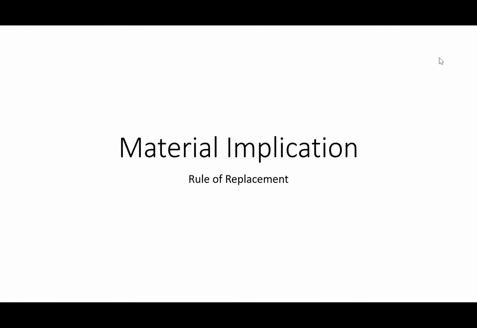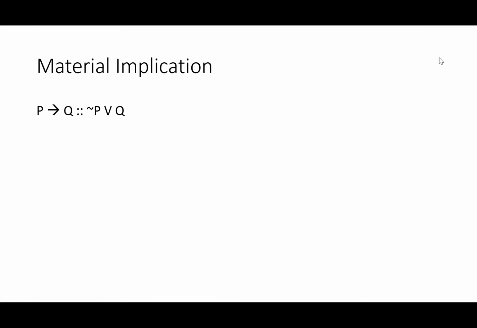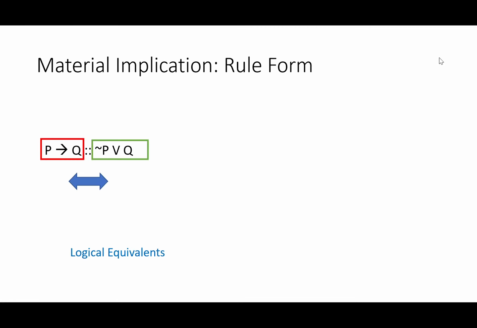Material implication, a rule of replacement. If P then Q is logically equivalent to either not P or Q. Both sides of the four dots have the exact same truth table, and you can substitute either one in for the other at any point.